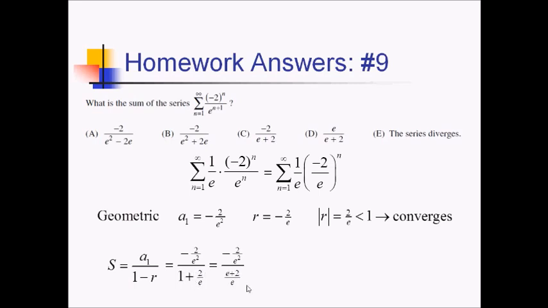And now a little same change flip magic. I've got negative 2 over e squared times e over e plus 2. The e's are going to cancel, at least partially. I'm going to have a negative 2 in the numerator. In the denominator, I've got e times e plus 2, or e squared plus 2e, if I distribute that out. And that's going to match answer choice B, right over there.